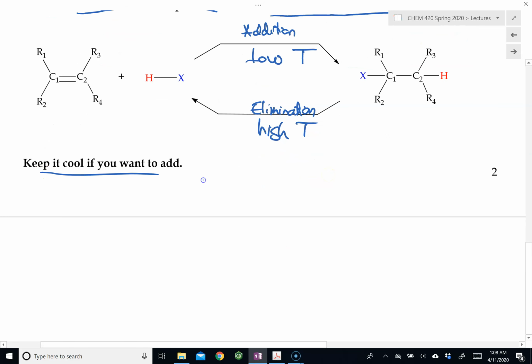So keep it cool if you want to add. That would be perhaps a good mnemonic to help us remember this. Keep it cool if we want to add.